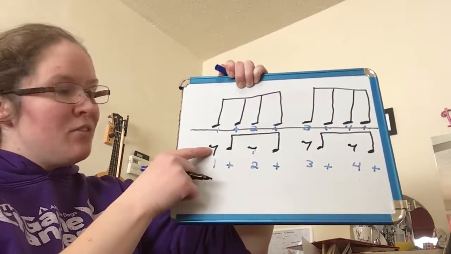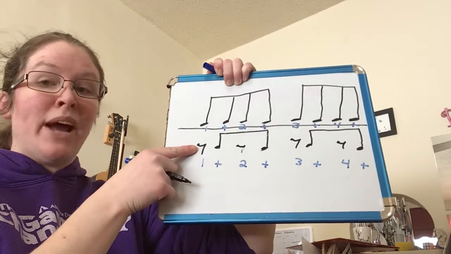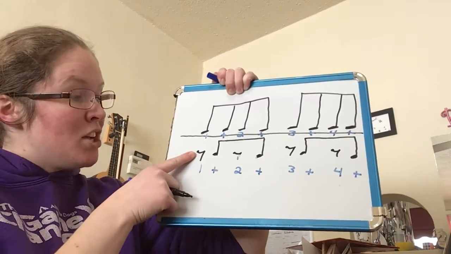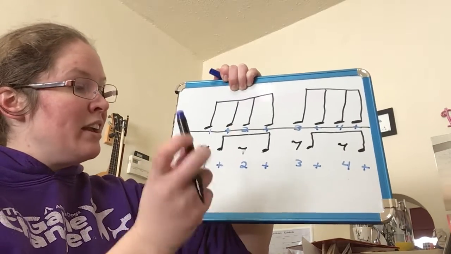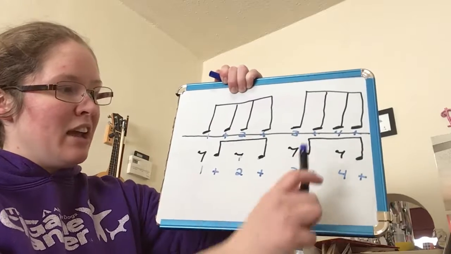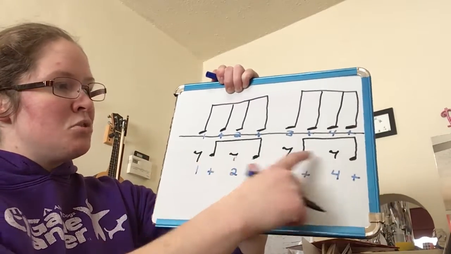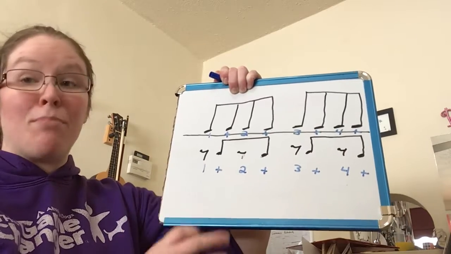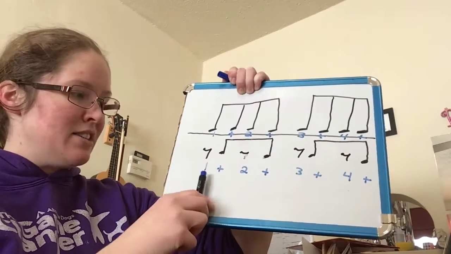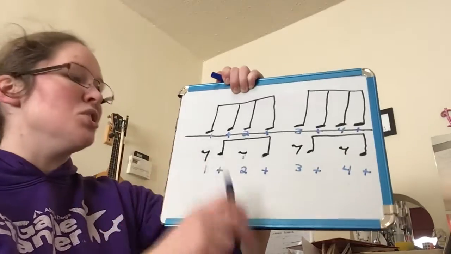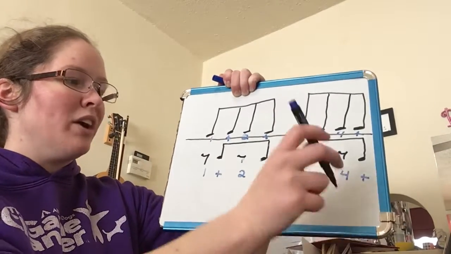But remember, this is an eighth rest, and a rest means silence. So it's actually going to be 1 and 2 and 3 and 4 and. So we're going to be waiting during the eighth rests. Let's clap that with me, please. Ready, set, go. 1 and 2 and 3 and 4 and.